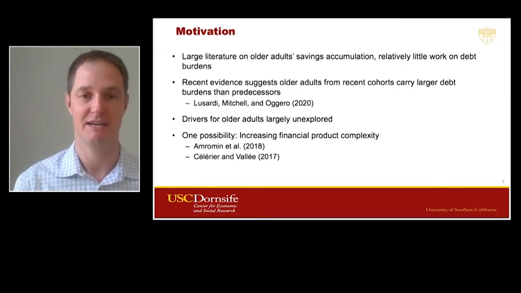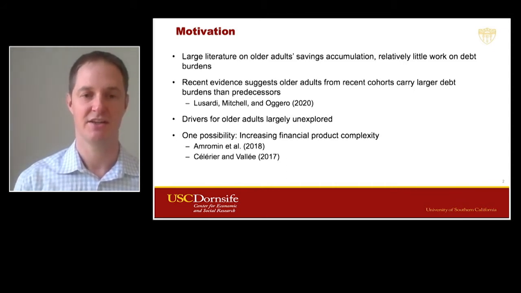So as this audience is well aware, there's a large literature looking at older adults' savings accumulations and behavior, but comparatively less work looking at older adults' debt burdens and debt behaviors. And recent evidence suggests that this is actually a quite important area of inquiry, as recent cohorts of older adults are carrying significantly larger debt burdens than their predecessors, and this may leave them at higher risk of bad results due to financial shocks.